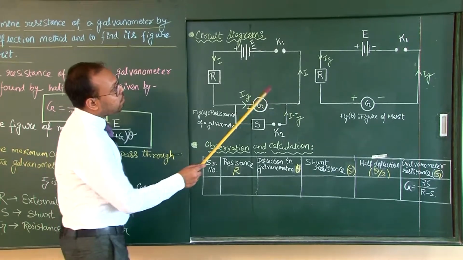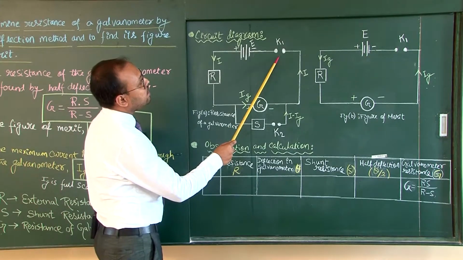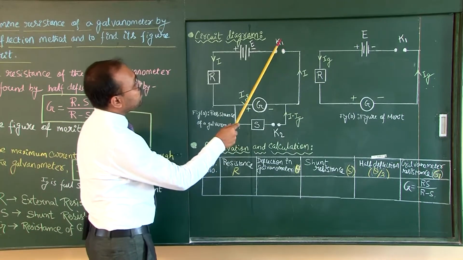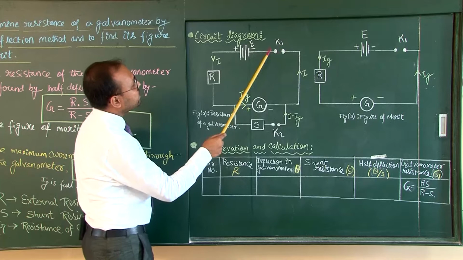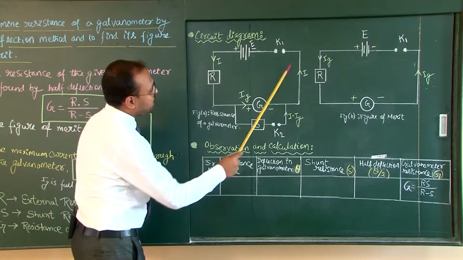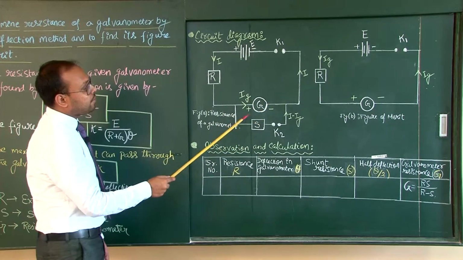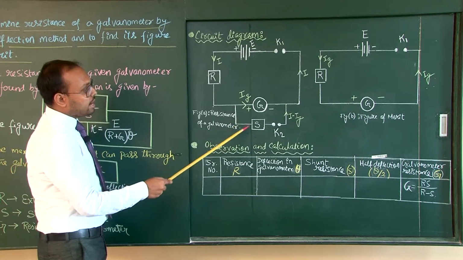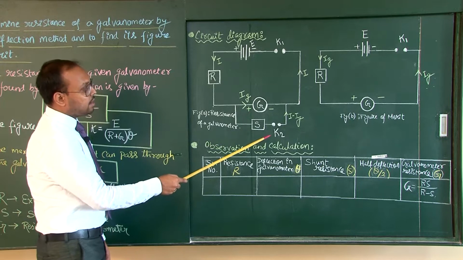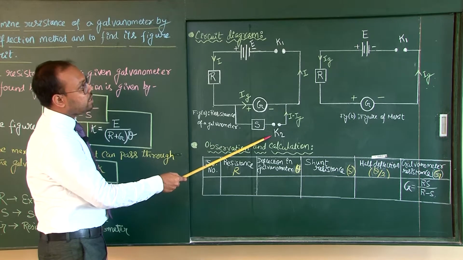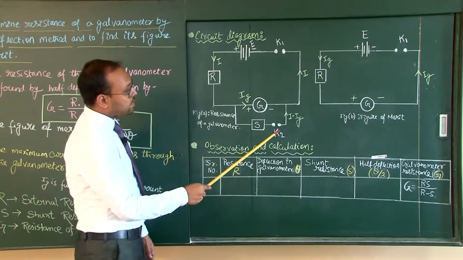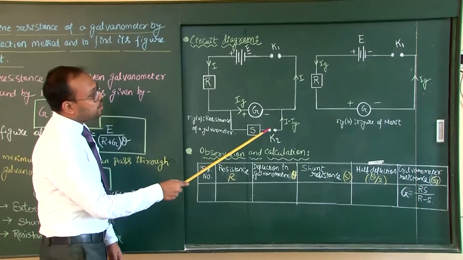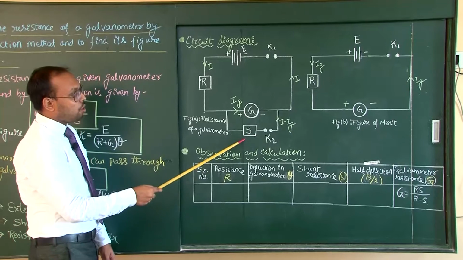Now, you can see here one key has been given. This particular key is named key 1, or K1. When this K1 is on, the circuit will be on. Now, in parallel with this galvanometer, one shunt resistance having a low resistance value has been given. With that shunt, another key K2 has been given. When we open this K2, the shunt will be inactive. When you connect this K2, the shunt will be active.